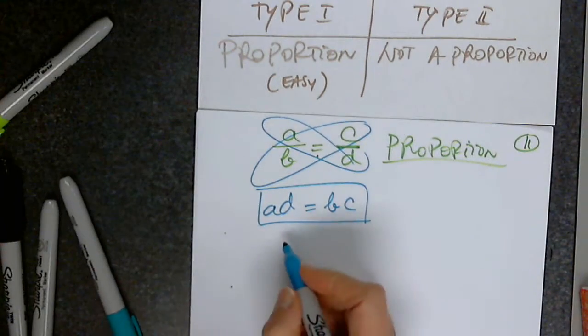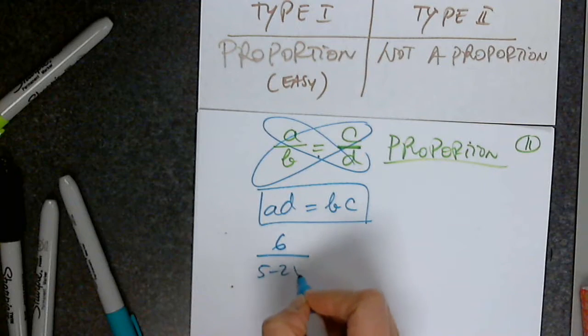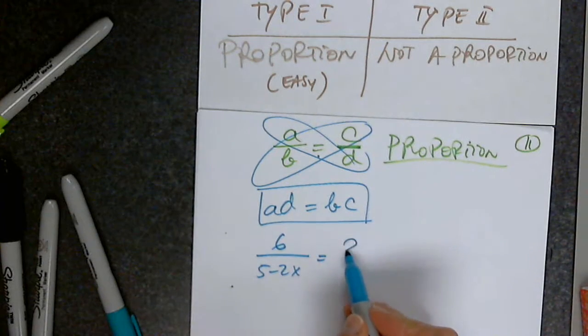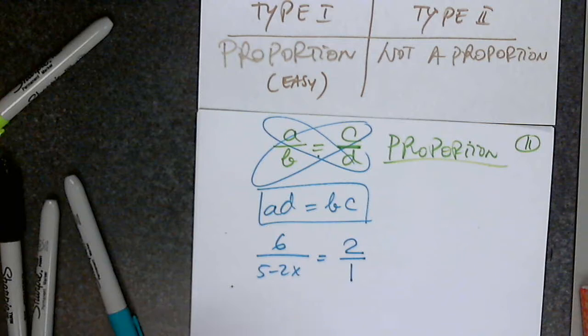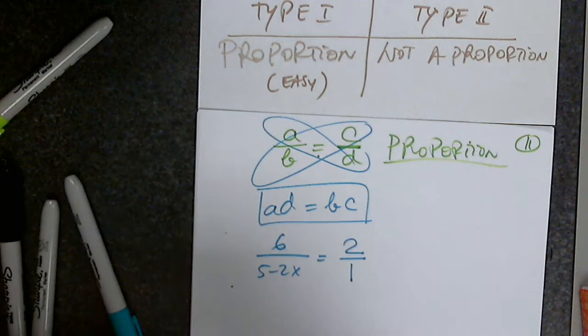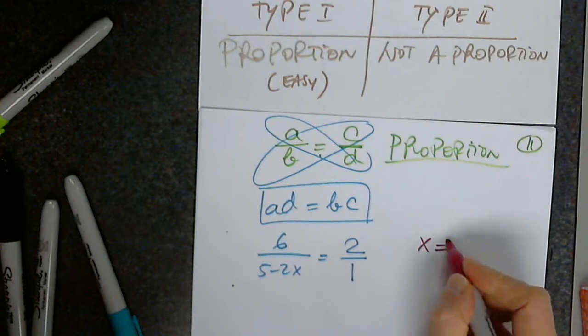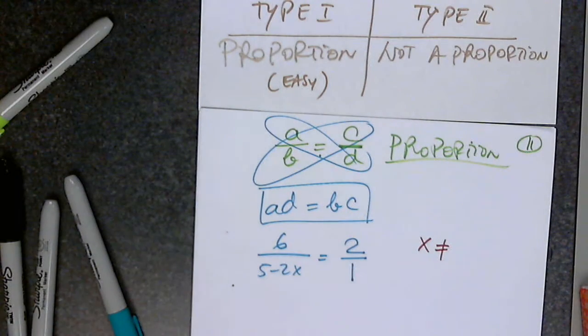In E, I have 6 over 5 minus 2x equals 2, or 2 over 1. This is clearly a proportion. I will go ahead and cross multiply, but not before I do one thing. I have to write on the side that x cannot be, should not be, and if I get this as a solution, I'll say, sorry, the equation has no solutions. That's why restrictions are so important.